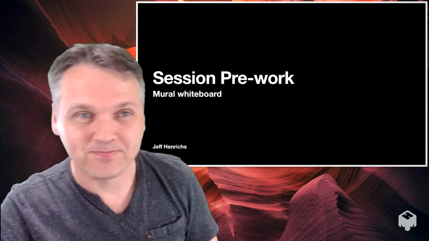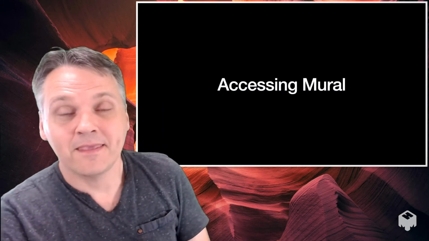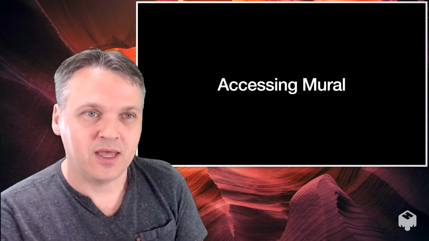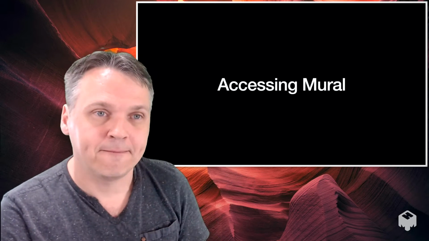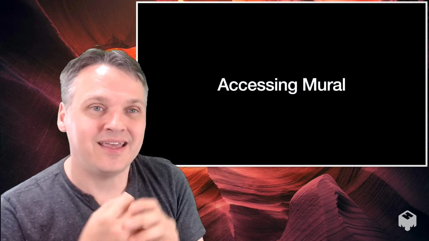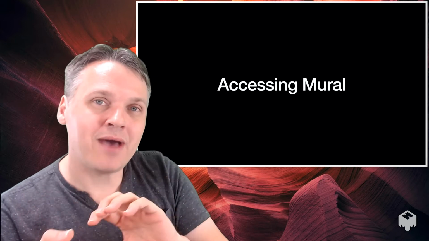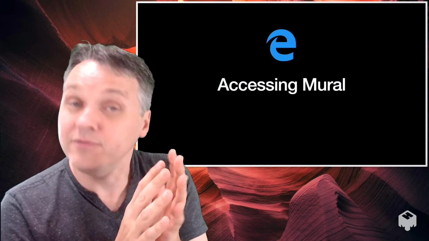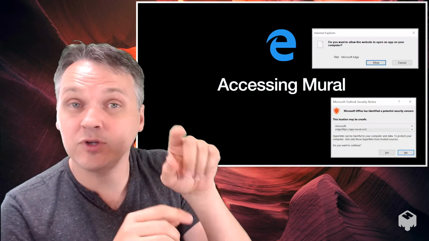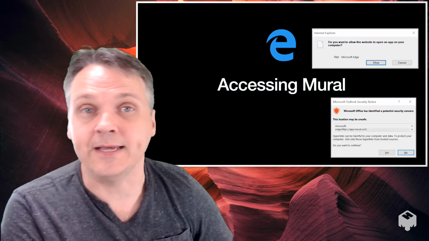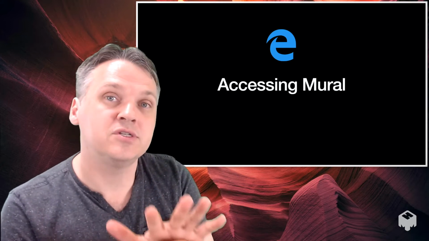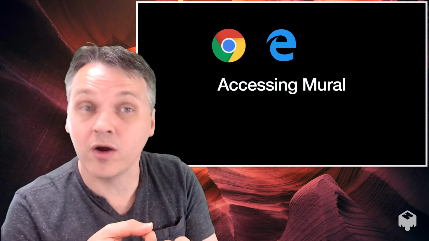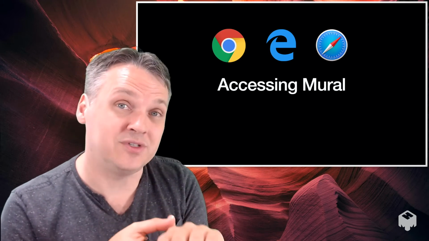Let's get started. So, you'll access Mural using a link that's emailed to you, or you can type in the URL yourself. If you've been given an email link, it may be designed to automatically switch you to the Microsoft Edge browser. If so, you can click Accept or Allow to the security pop-up that you will see. You will need to use a modern browser like Edge or Google Chrome or Safari for Mac. You will not be able to use Internet Explorer.